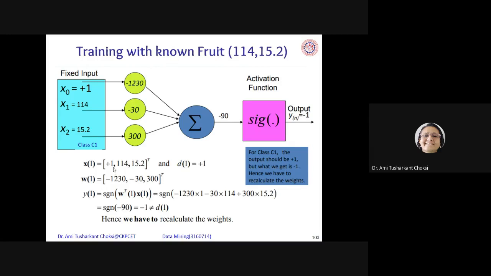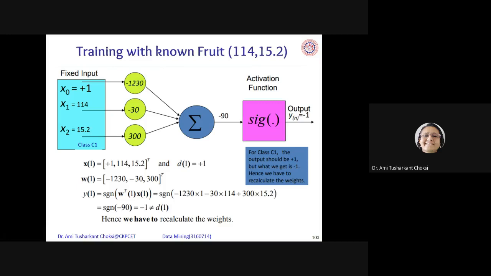X1 will be 1, 114, 15.2 transpose. This one. And D1 is plus 1. That is class C1. Now, W1 is minus 1230, minus 30 and 300 transpose. Okay, this is what we have written.